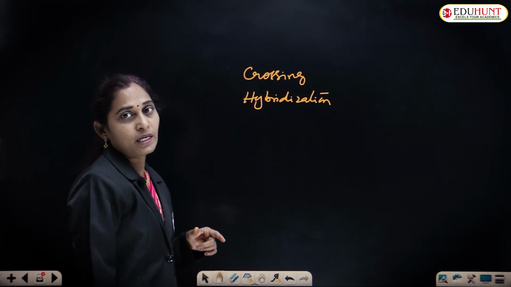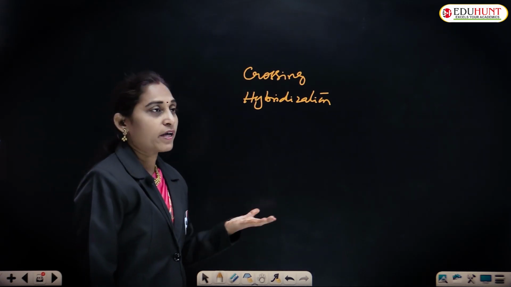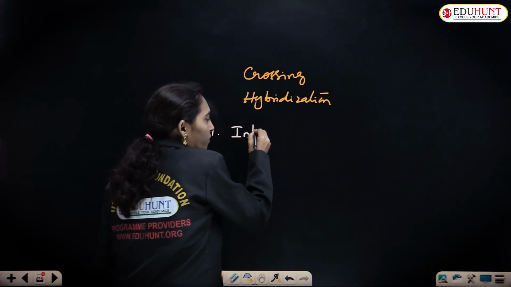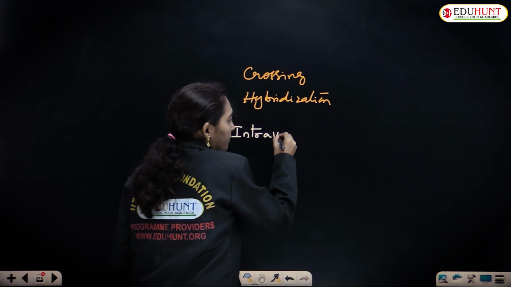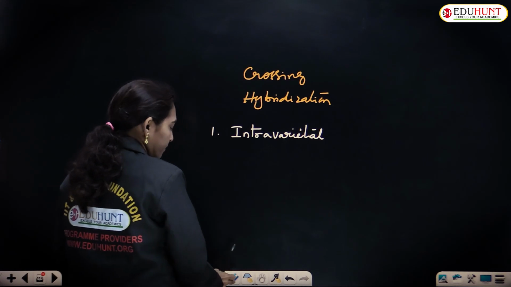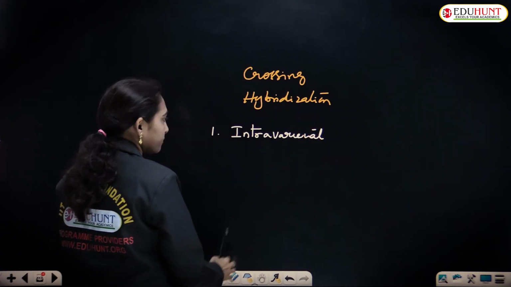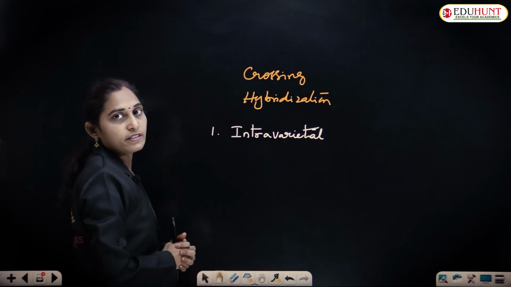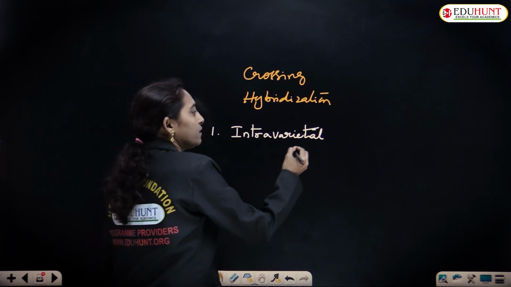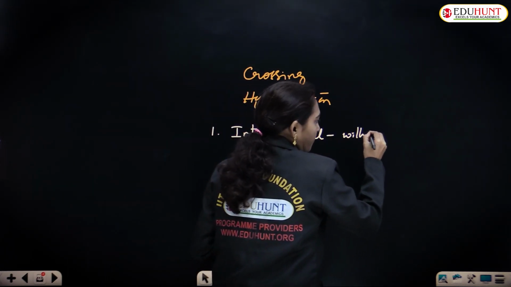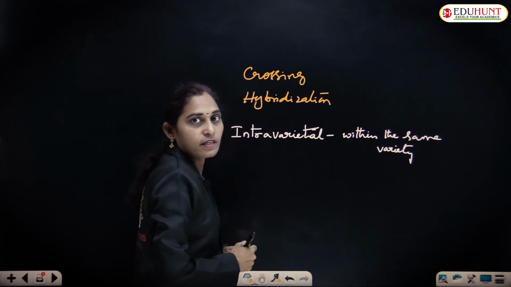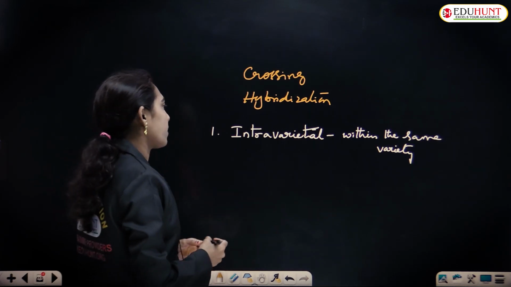The individuals might belong to the same variety. Then it is called intravarietal. Intravarietal is within the same variety of the same species. Within the same variety, different individuals of the same variety.